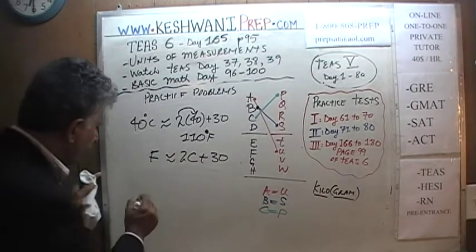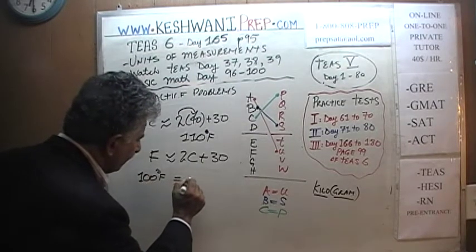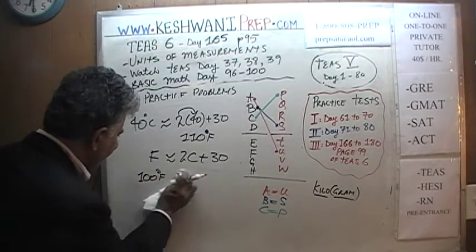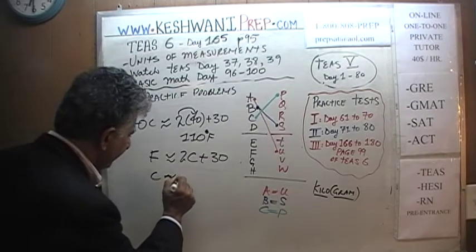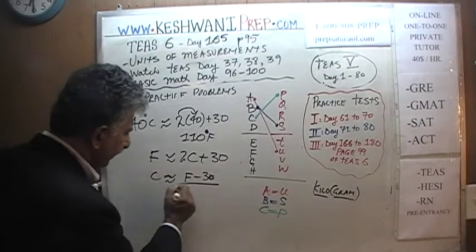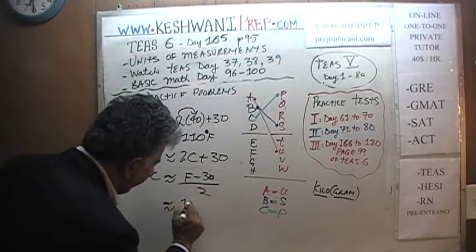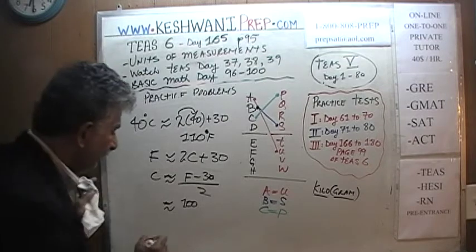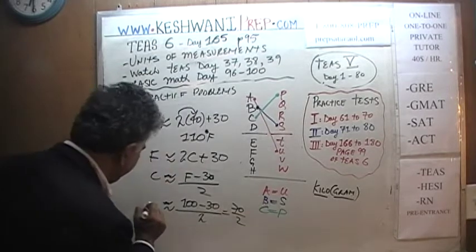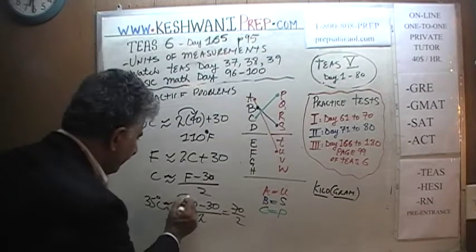So if you want to go the other way around, with 100 degrees Fahrenheit, first you have to subtract 30 from it. If you want to go from Fahrenheit to centigrade, centigrade is approximately whatever the Fahrenheit is minus 30, and then you take half of the result. So for 100 degrees Fahrenheit, you subtract 30, which is 70, and 70 divided by 2 is approximately 35 centigrade. Approximately 35 centigrade is 100 degrees Fahrenheit.